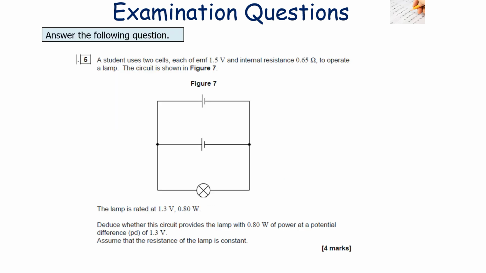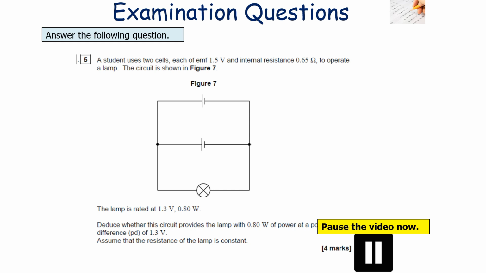Our next question shows us that a student uses two cells, each of EMF 1.5 volts and an internal resistance of 0.65 ohms, to operate a lamp. The lamp is rated at 1.3 volts and 0.80 watts. Deduce whether this circuit provides the lamp with 0.80 watts of power at a potential difference of 1.3 volts. Assume that the resistance of the lamp is constant. So pause the video now, then unpause the video when you want to go through your answer.